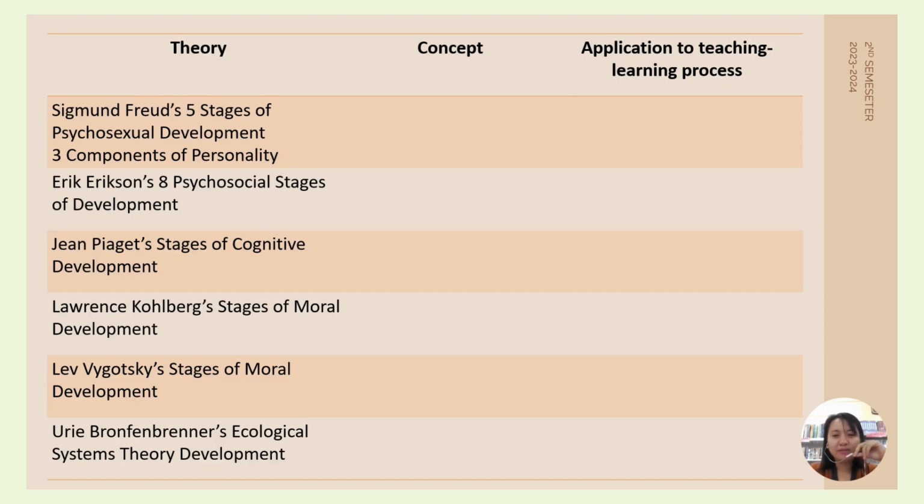So the assignment is already posted in the Google Classroom, and all you have to do, class, is pick at least one concept from each of the 6 theories. Again, for each theory, one concept and one application to the teaching and learning process. Okay? You will just pick one concept from each theory and then you will discuss how you will apply this specific concept to the teaching and learning process. Okay? Thank you so much.